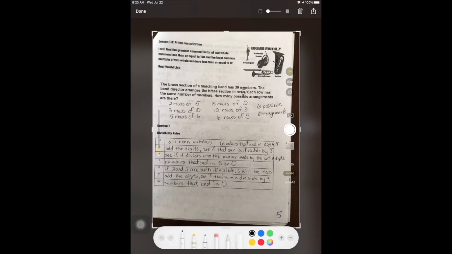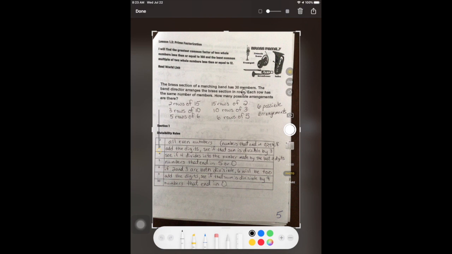Everyone. Today we're going to start lesson 1.3, which is on prime factorization. And we're going to use prime factorization to find the greatest common factor of two whole numbers and the least common multiple of two whole numbers. So first we'll start talking about factors of numbers.